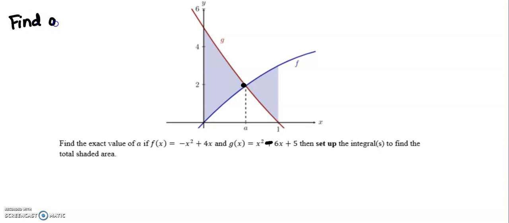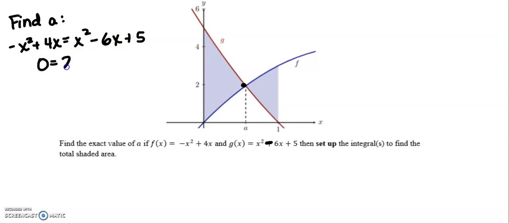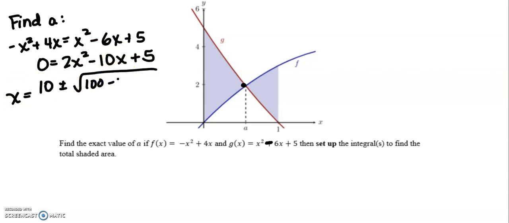So find a. We're going to set these two equal to each other. And again, it's x squared minus 6x plus 5. Then I add my x squared over, subtract my 4x, I get 2x squared minus 10x plus 5. This is not going to be able to factor, so I'm going to use the quadratic formula. X equals opposite b plus or minus square root b squared minus 4ac divided by 2a.